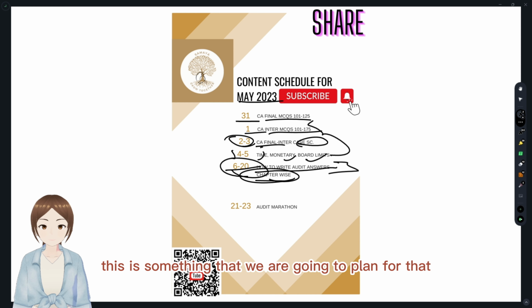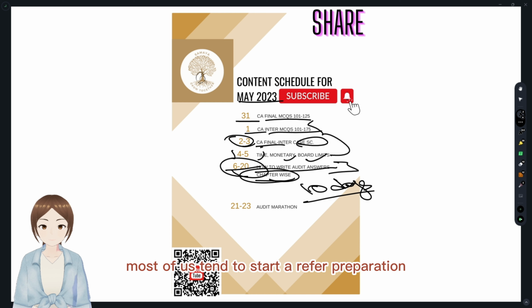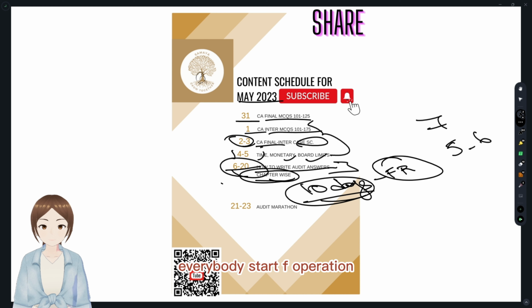This is something that we are planning. After this, what will we be left with? We'll be left with 10 days. Most of us tend to start our FR preparation 10 days before the examination, a few go for 7 days, and someone who has revised FR widely goes for 5 to 6 days. Obviously, everybody starts FR preparation at this time. Now, we are planning this 10 days a month before. How are we planning? 21, 22, 23.